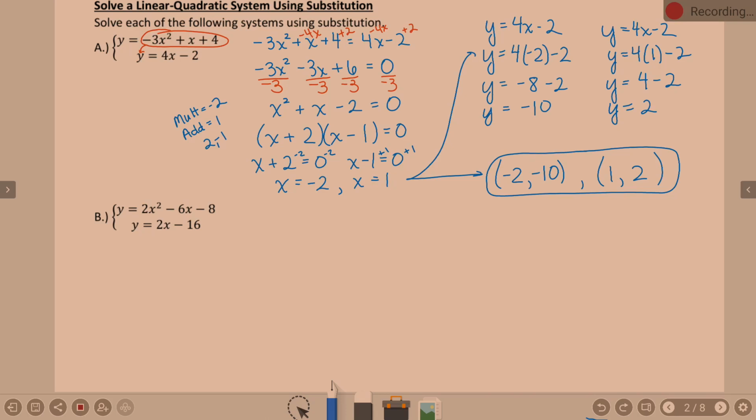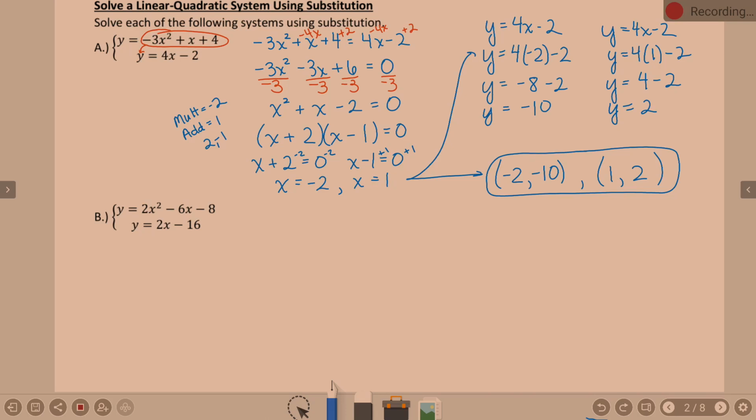So would you get the same answer if you did the quadratic formula? If you did the quadratic formula, you would have gotten the negative 2 and the 1. And then you'd still have to take the negative 2 and 1 and plug them into an equation. So yeah, you would have. Okay.